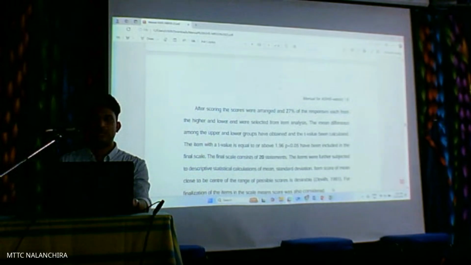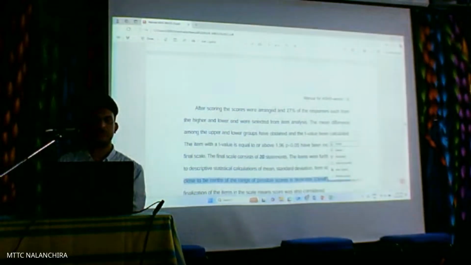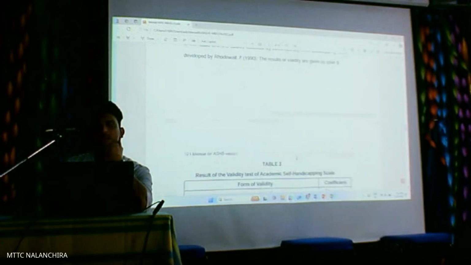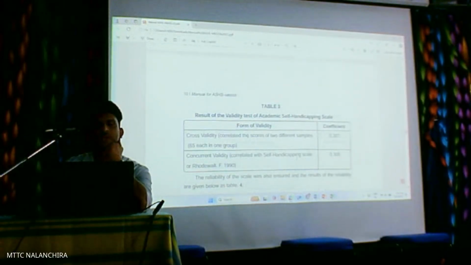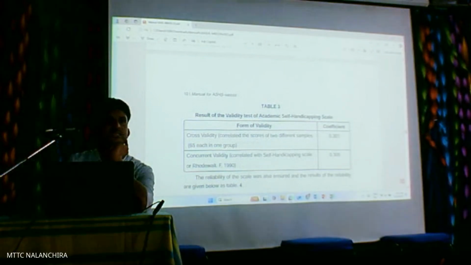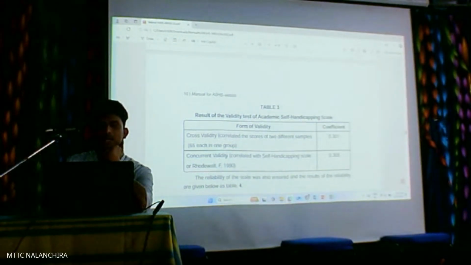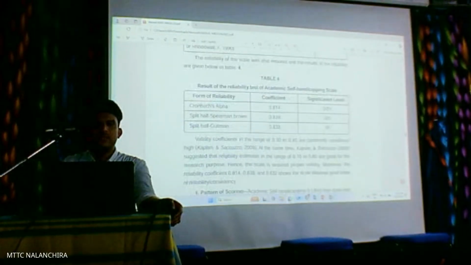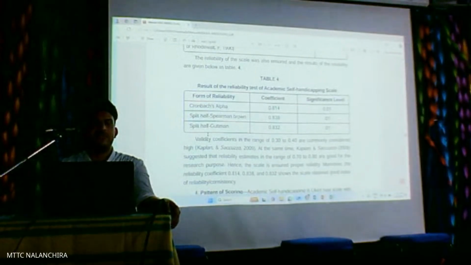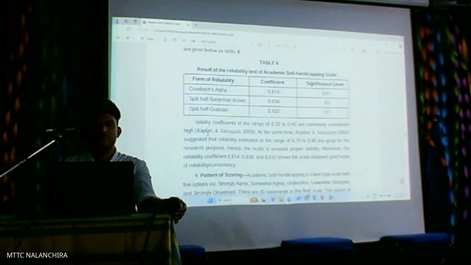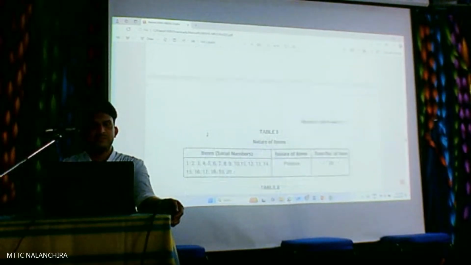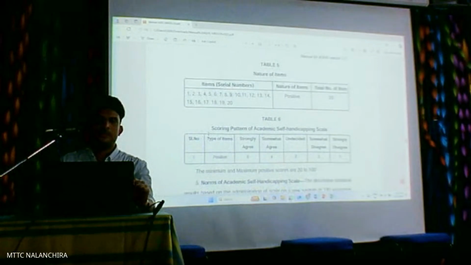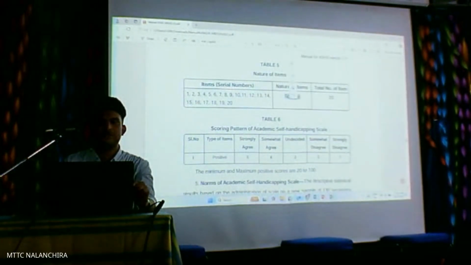Everything you are writing, give a reference. This is the list we have put. You can also put some other references. Validity and reliability. We used two validities here, cross validity and concurrent validity, as statistical measures. Content validity we have not mentioned any statistical measure for, but expert opinion we have selected. Next is Cronbach alpha and split-half reliability. Test-retest we have not mentioned. Pattern of scoring is given, positive and negative, and the pattern of scoring. We have only positive, so we mentioned that.